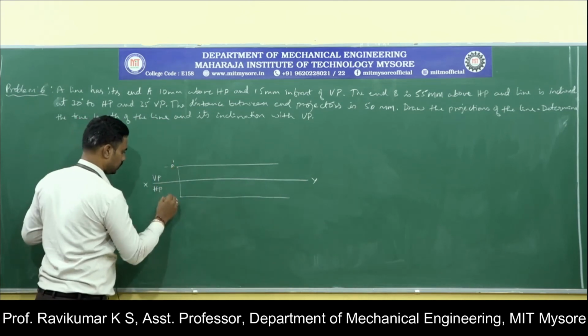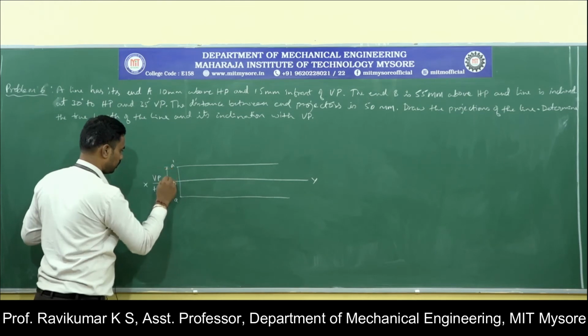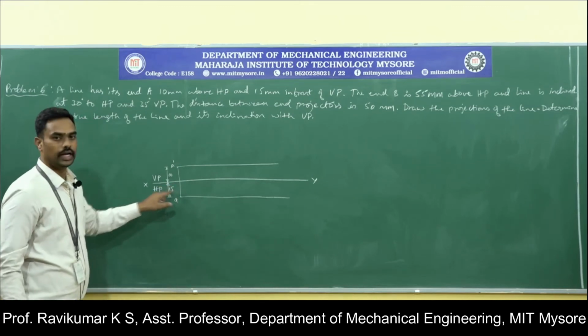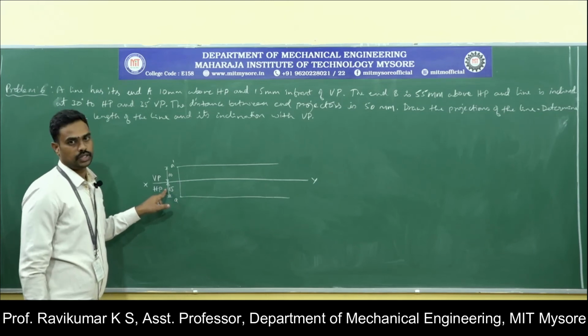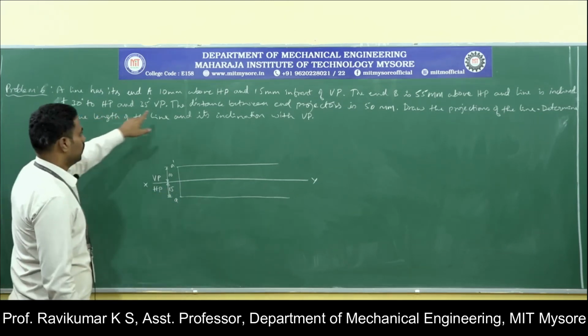So this is 10 mm and this is 15 mm. Remember, you need to maintain a minimum 8 mm distance between the projector line and the dimension line, or between any two lines.